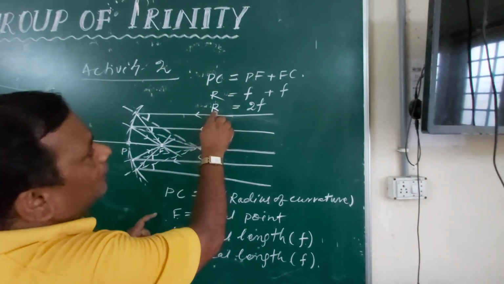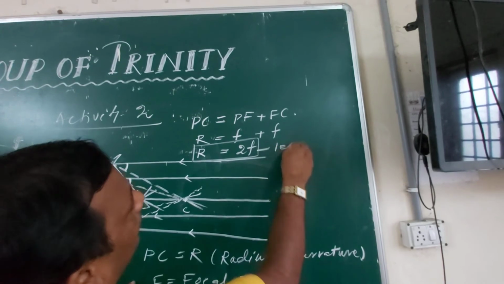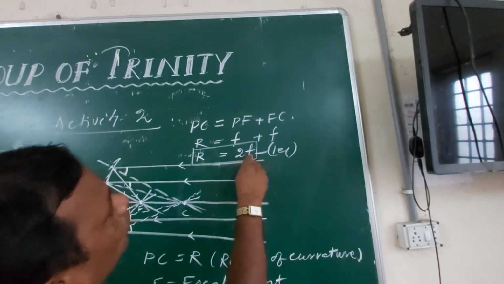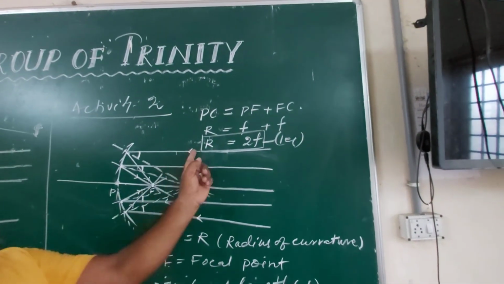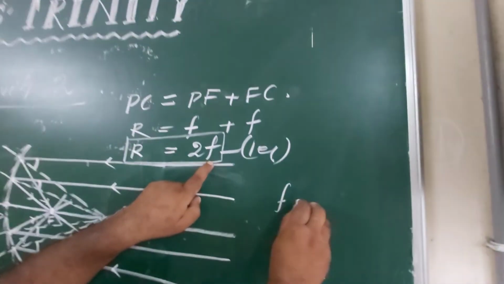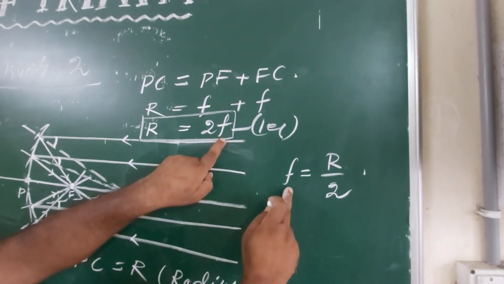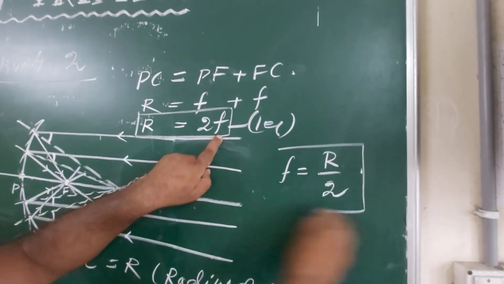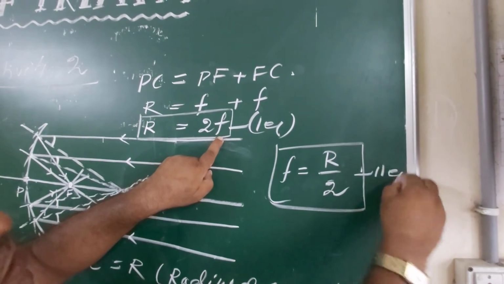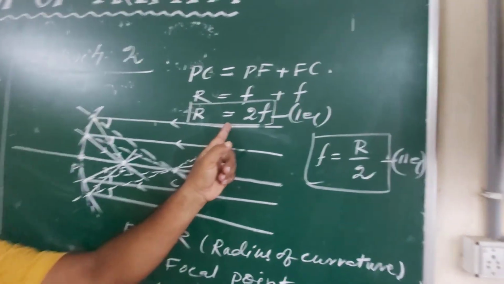So for the radius of curvature, the equation you got here is equation 1: R equals 2f. When R equals 2f, then f equals how much? f equals R by 2. So the focal length equals R by 2. This is equation number 2. And related to this equation you can also get problems.